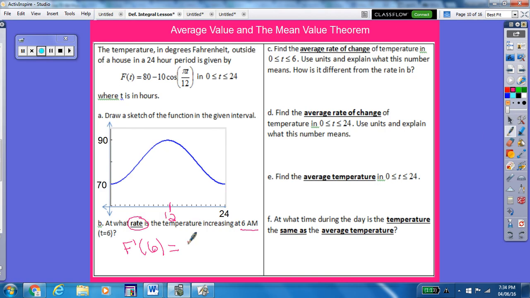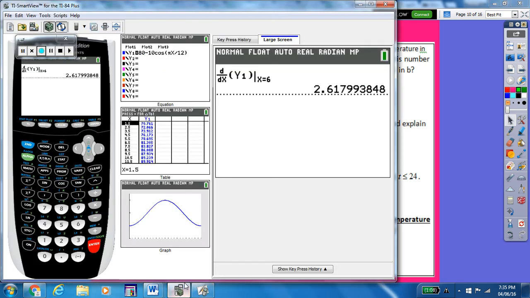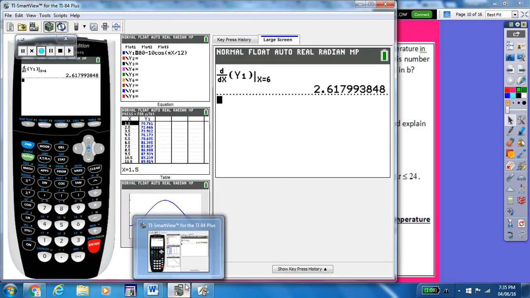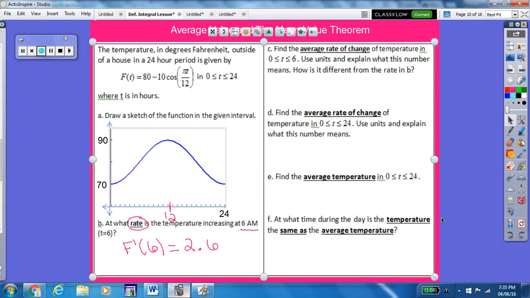So I believe that is 2.16, and I cannot remember exactly what that number was, so I'm going to have to go back. 2.617, so about 2.618. And the units, because it is a rate, we're measuring this in degrees Fahrenheit, and the time is in hours, so it's going to be degrees Fahrenheit per hour.